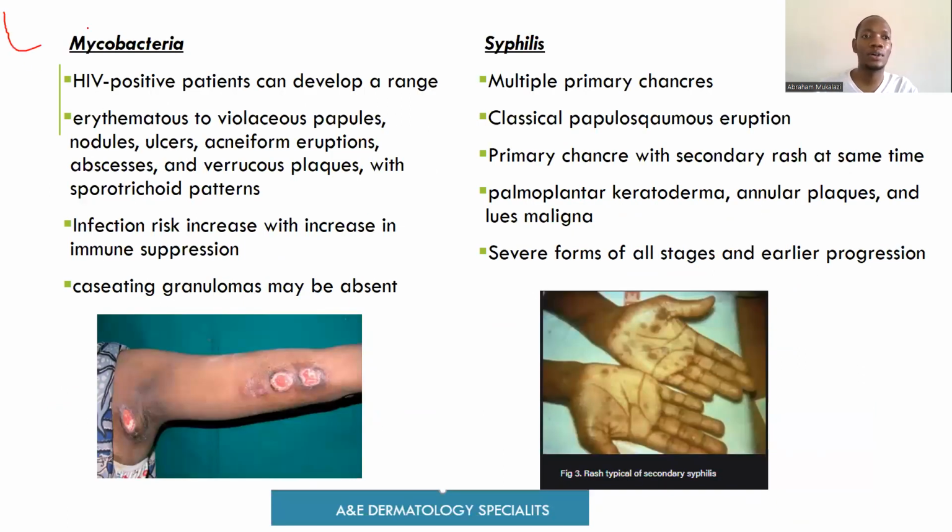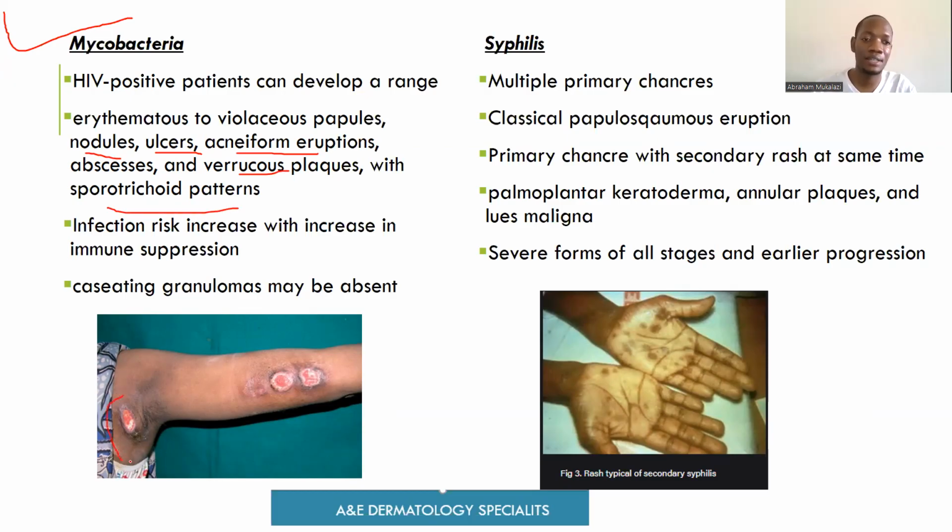So we also have mycobacterial infection in patients living with HIV, tuberculosis being one of the commonest. And currently the treatment protocol requires you to screen for tuberculosis before starting treatment. Because if you don't, you can end up reactivating the bacteria, causing a menace or even death of a patient. So HIV positive patients can develop a wide range of mycobacterial infections, including nodules, ulcers, acneiform eruption, abscesses, verrucous plaques, sporotrichoid patterns, and the rest.